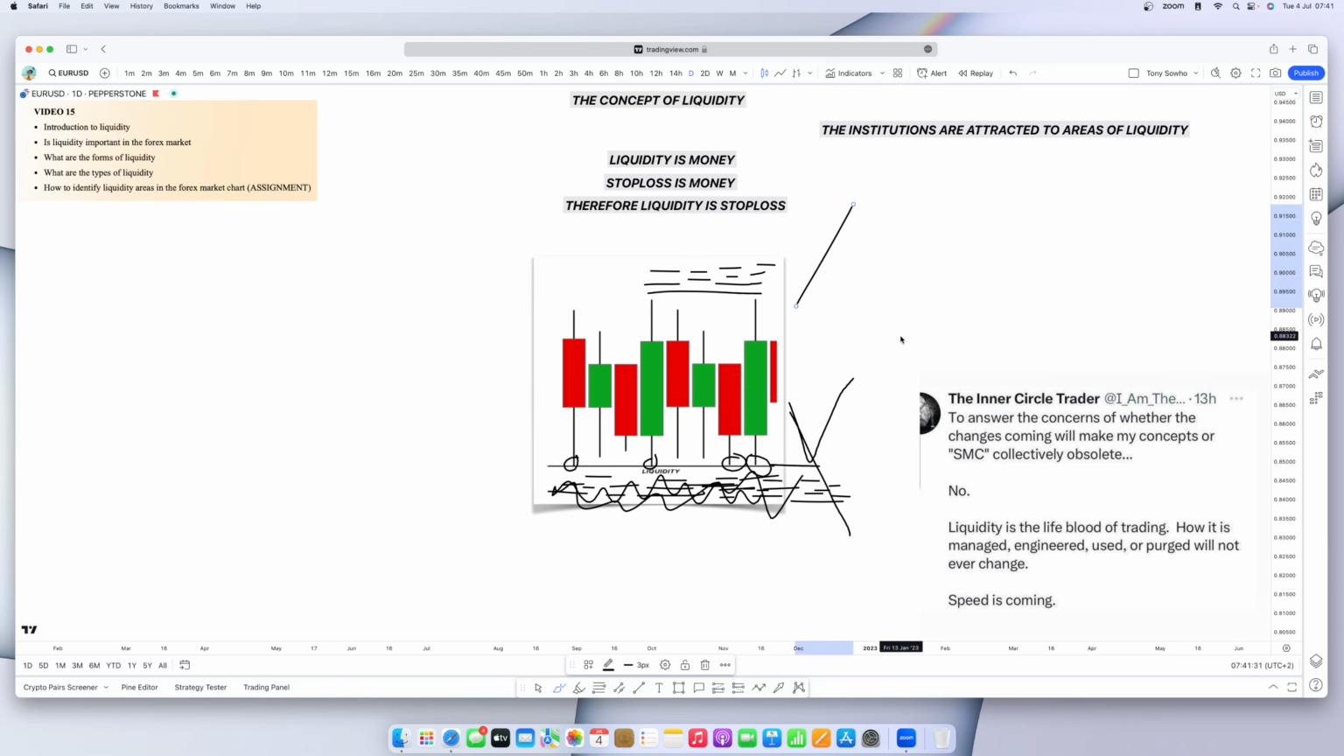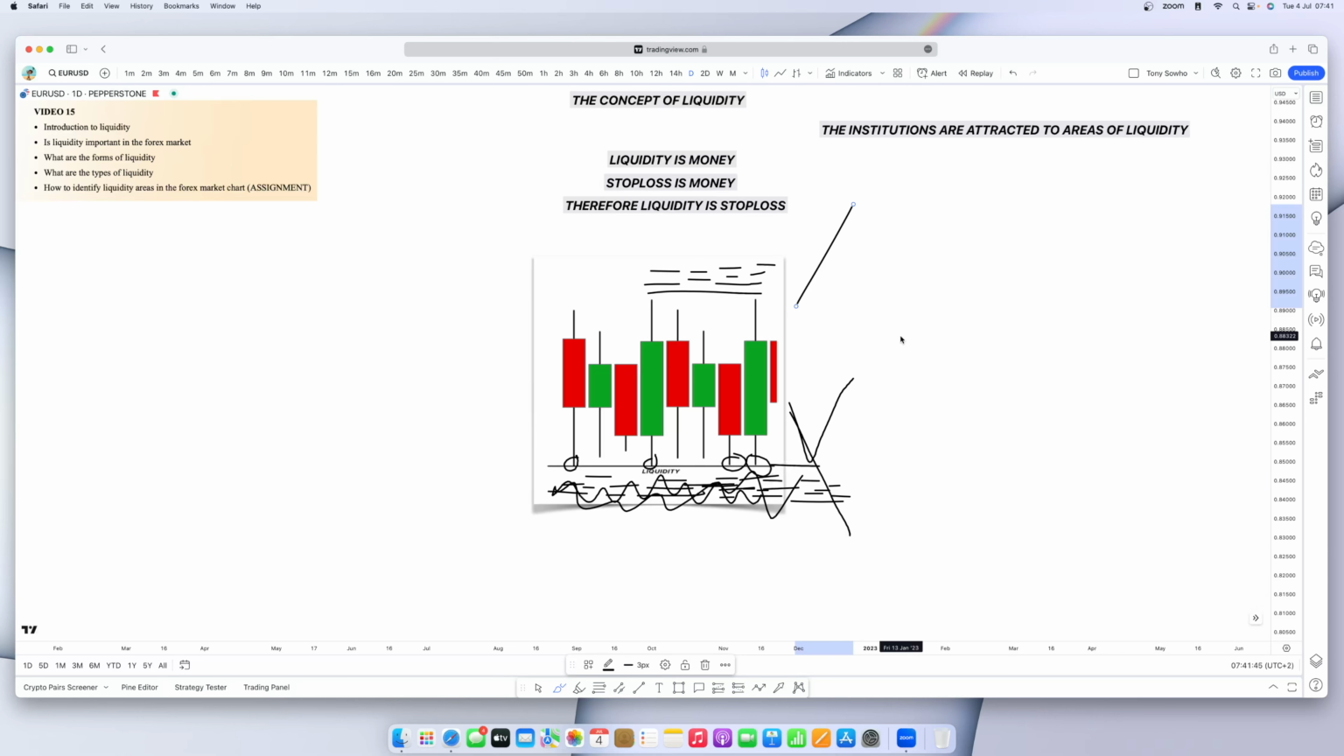He said liquidity is the lifeblood of trading. How it is managed, engineered, used, and purged will not ever change. See that word? Will not ever change. It is not something that is going to go away. This concept of smart money running liquidity, being attracted to areas of liquidity, will never change as long as trading goes on continually. Liquidity is not a concept that is going to go away.